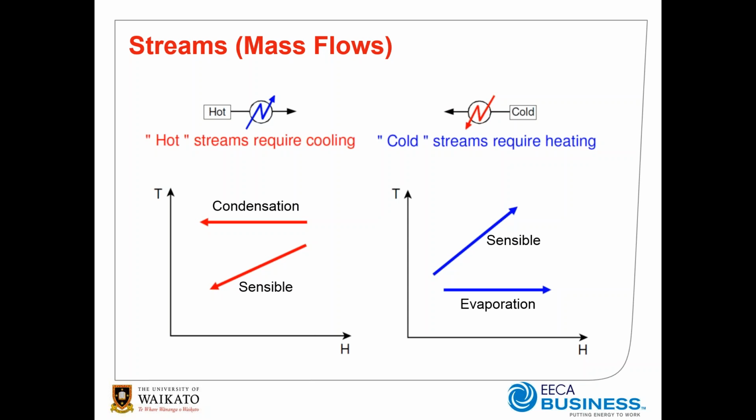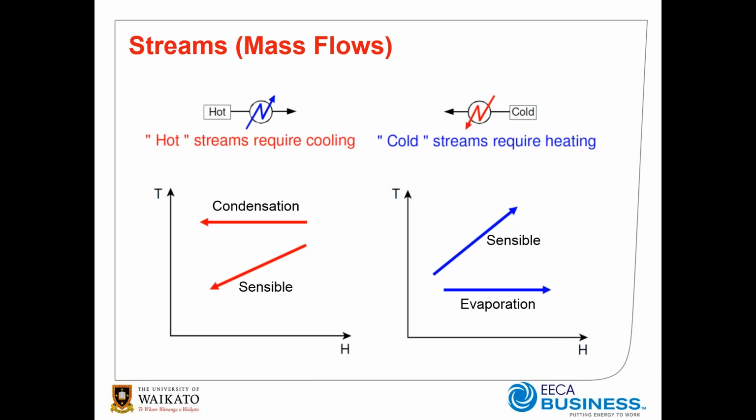We often call these flows streams in the area of process integration. So I'm going to refer to flows or mass flows as streams. There are two types of streams essentially. There's hot streams that are initially hot and require to be cooled down to some lower temperature, and then obviously cold streams are initially cold and need to be heated to a hotter temperature.